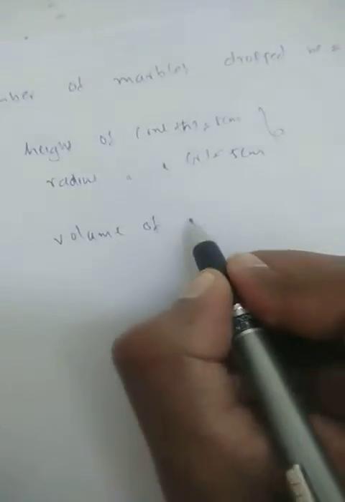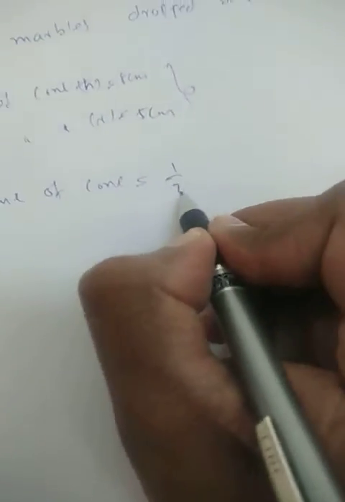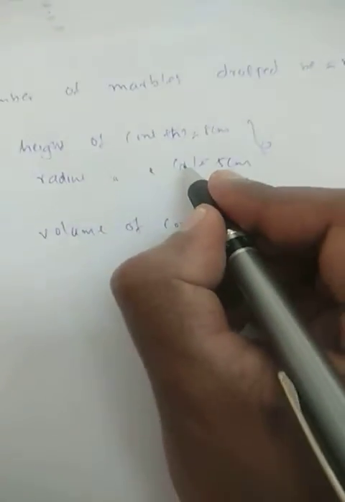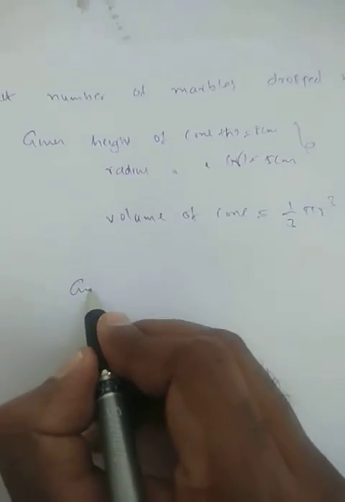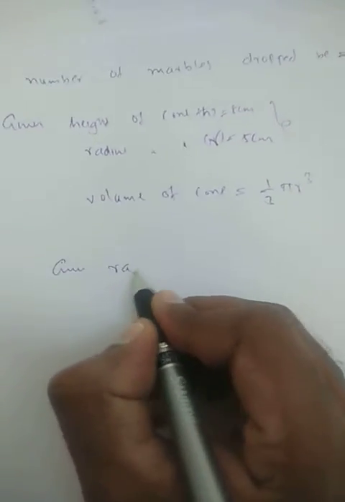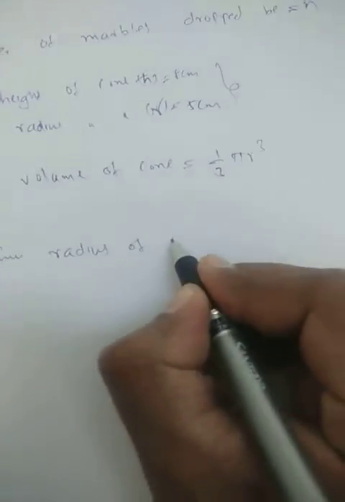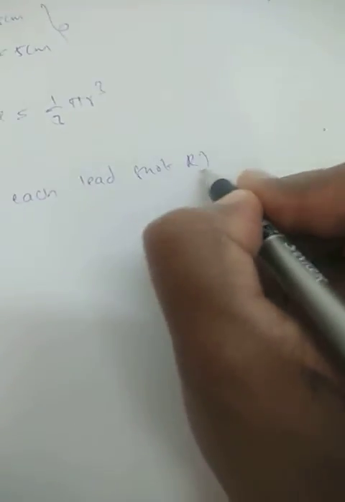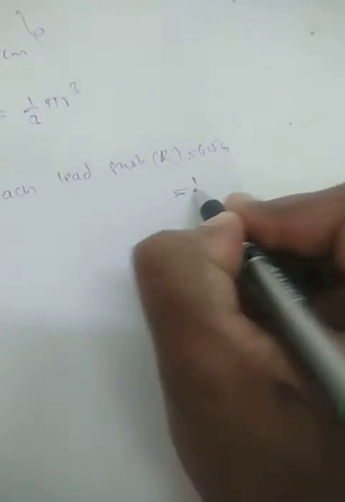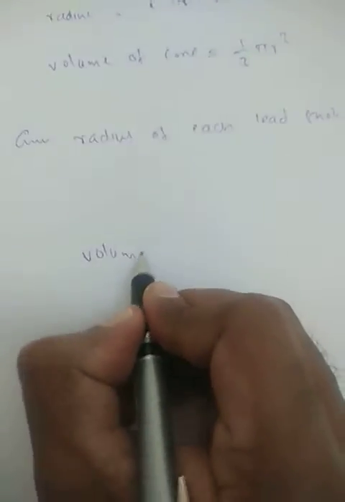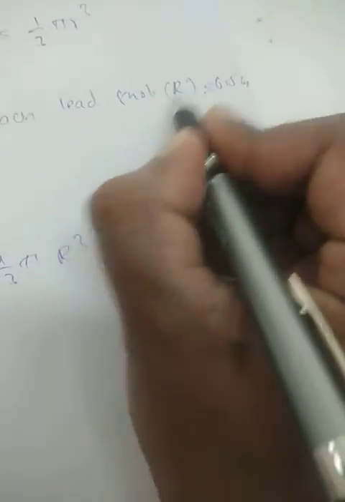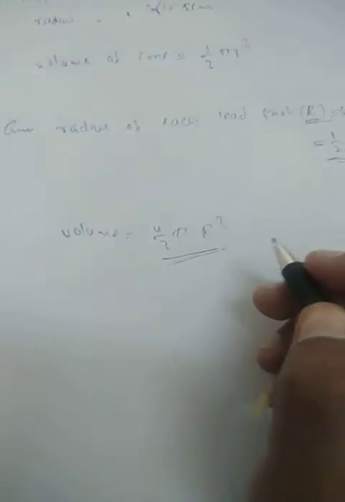Now the volume of the cone, first we have to calculate. What is the formula for this? 1/3 pi r square h. Let us take this as small r only. Next, given the radius of each lead shot. What is the radius of each lead shot? 0.5 centimeter. 0.5 will be equal to 1/2 centimeter. Then volume is equal to 4/3 pi r cube. I am making it as a capital R.